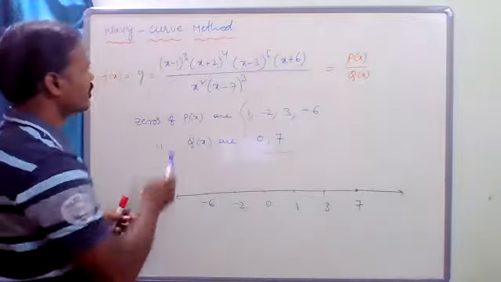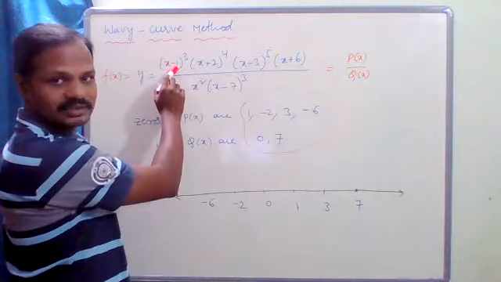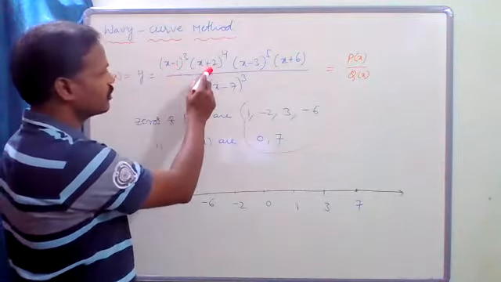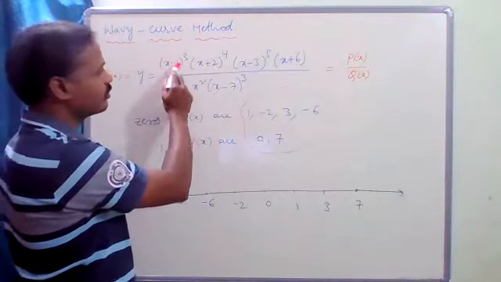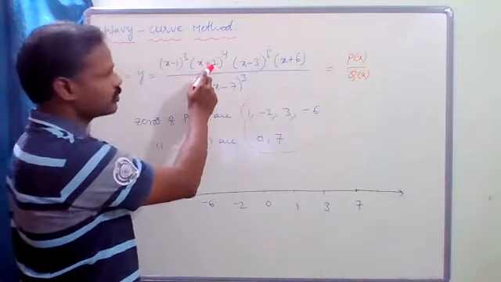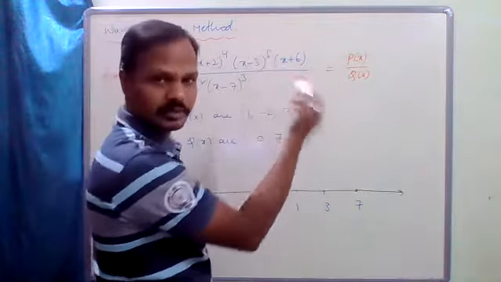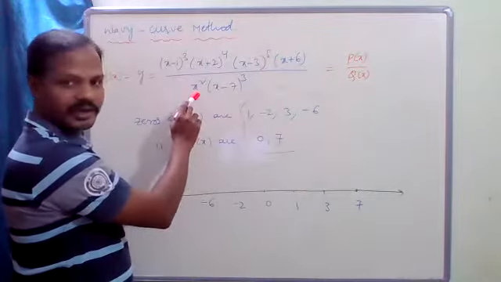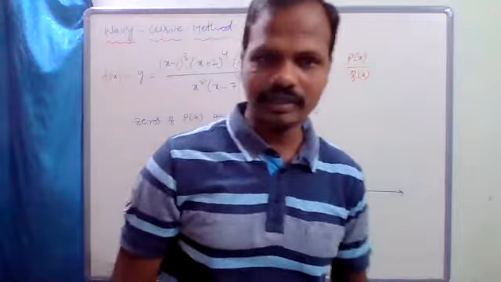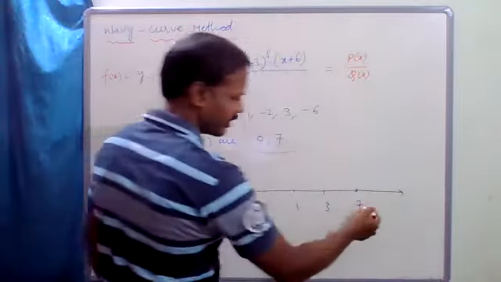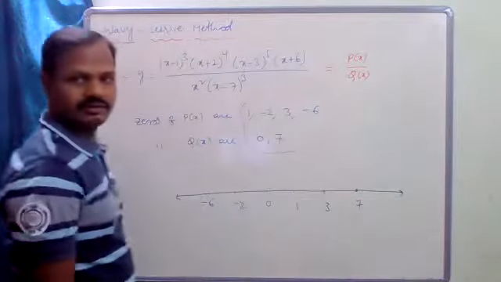If you substitute, 8 minus 1 is 7, positive. 8 plus 2 is 10, positive. 8 minus 3 is 5, positive. 8 plus 6 is 14, positive. And 8 is positive. 8 minus 7 is 1, positive. Is it okay? So, if you take some value to the right of 7, the result is positive.